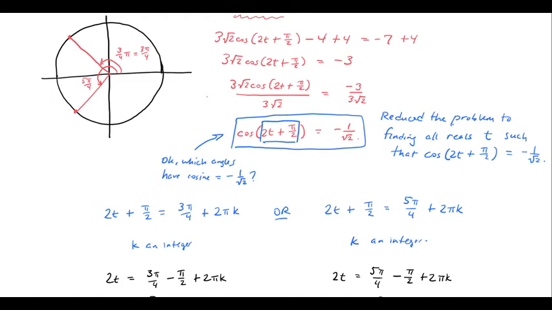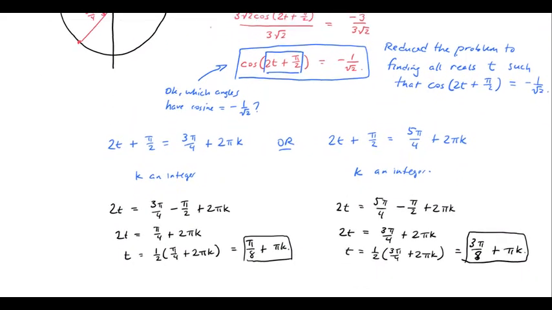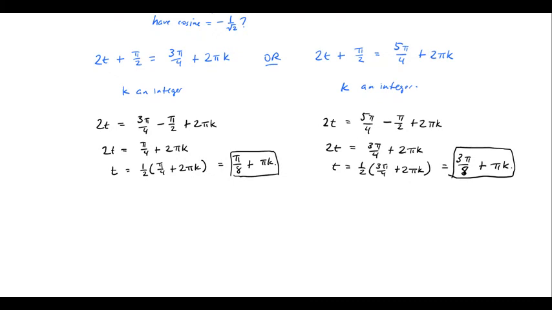Okay, now I'd be remiss here if I didn't do a little bit of checking to make sure these results actually make sense. So the equation I was trying to solve was, wait, what was it? It was like 3 root 2 cosine of 2t plus pi over 2, minus 4 equals negative 7. I'm just trying to remember what I wrote earlier. That was the original equation.